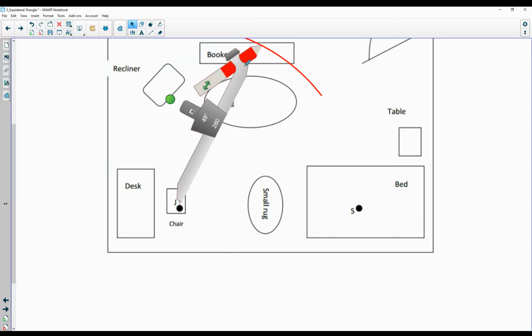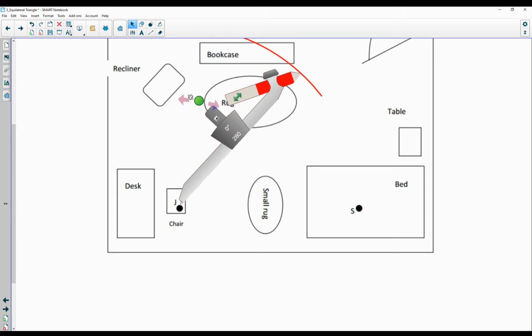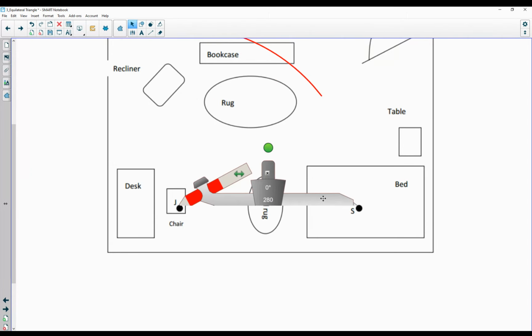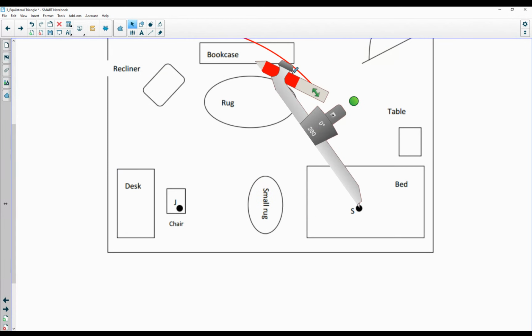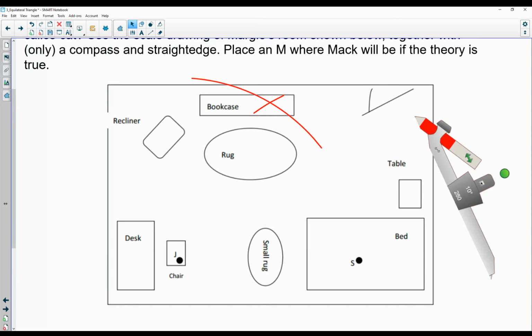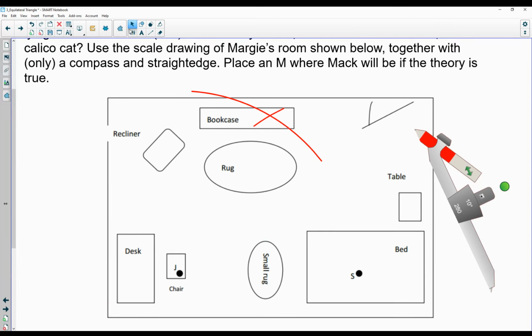Somewhere over here, I'm going to finish the construction by flipping it, getting the intersection, keeping the width exactly the same. Okay, and go up here. Okay, so there's the intersection. I'm not done. It specifically says to place an M where that third cat could be if the theory is true. So my final step here is to label it, and that's where Mac could be, around the bookcase.